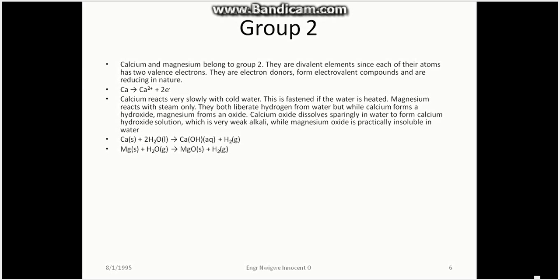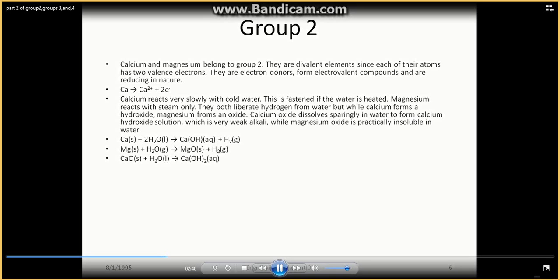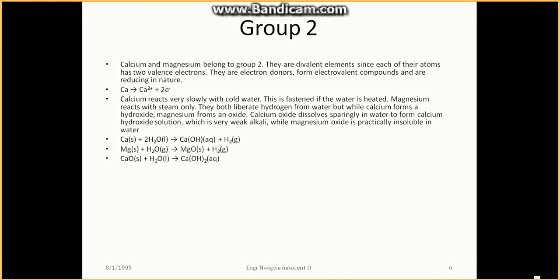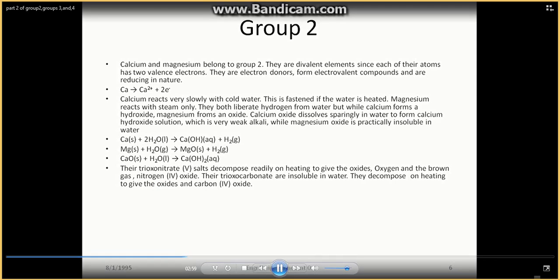1 molecule of calcium oxide plus 1 molecule of water liquid gives 1 molecule of calcium hydroxide, which is aqueous. The trioxonitrate (V) salts decompose readily on heating to give the oxide, oxygen and a brown gas, nitrogen (IV) oxide.